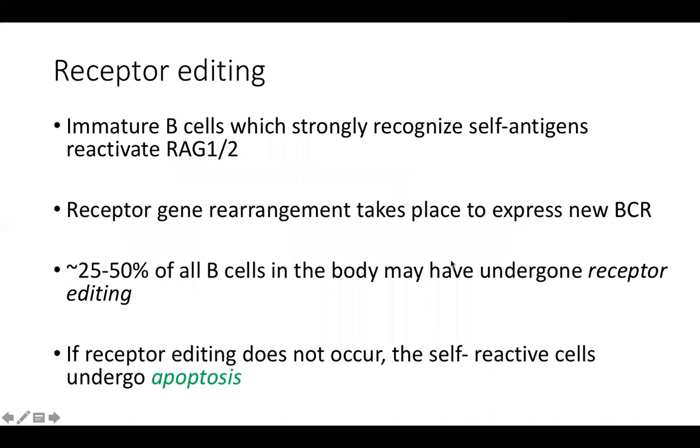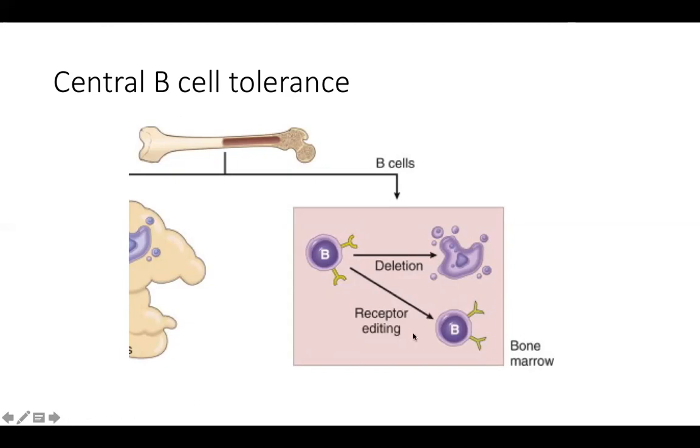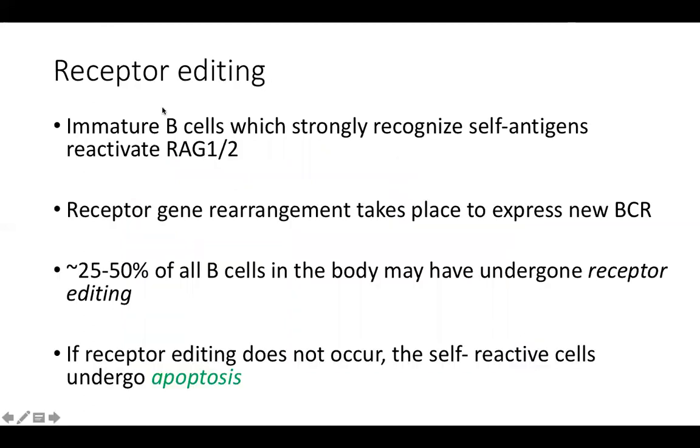Okay, and then there is one important addition, one important new phenomenon, that is receptor editing. In fact, to an extent, it also happens in immature T cells. Okay, so just learn the two things: clonal deletion and receptor editing. What is receptor editing? Immature B cells which strongly recognize self antigens, in those the recombination activating genes will get reactivated, and they will cause receptor gene rearrangement to express a new B cell receptor. So what is happening here? An immature B cell, which was recognizing a particular self antigen, is now, instead of killing them, you are trying to discipline them, you are trying to change their outlook.